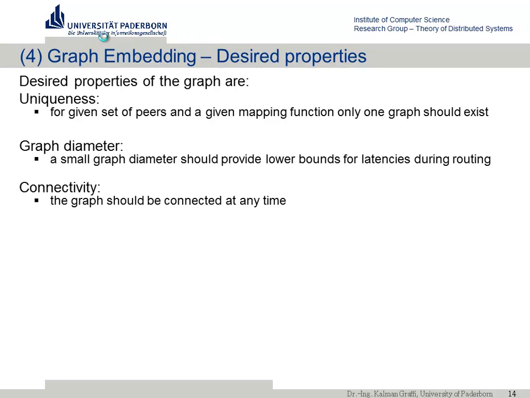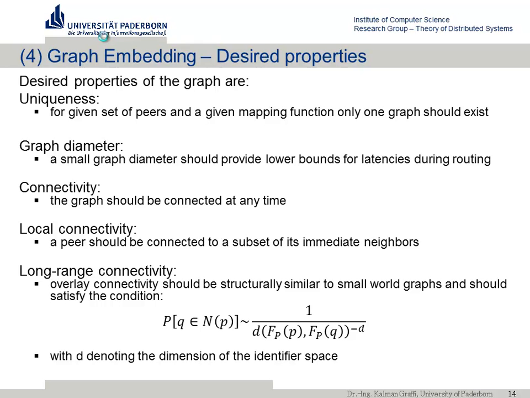What you also want is a low graph diameter. The graph diameter means the longest minimum distance in the graph. That means if you pick the worst two nodes, then the distance between them should still be low. That just enables you fast routing. And of course the graph should be connected at any time. That also means that the peers should be locally connected.